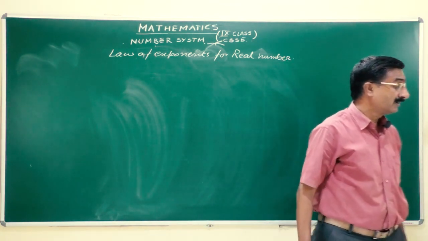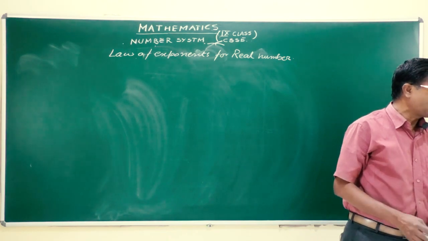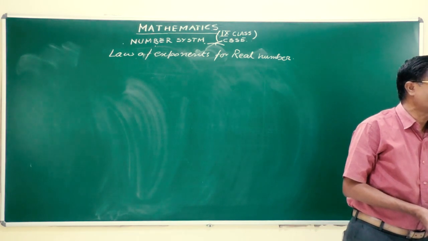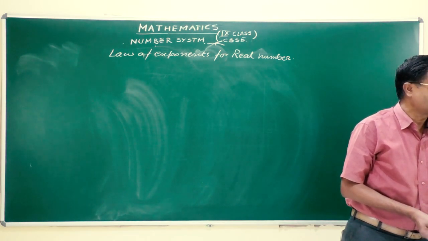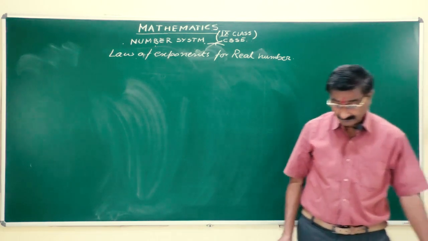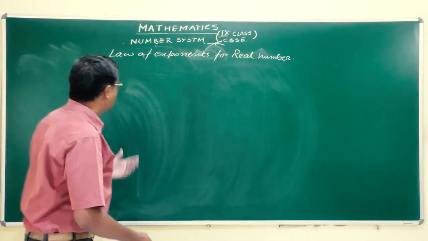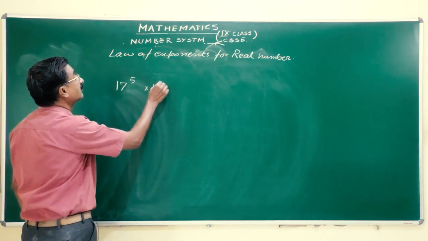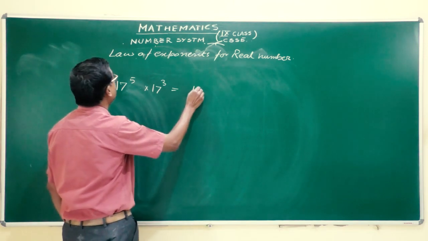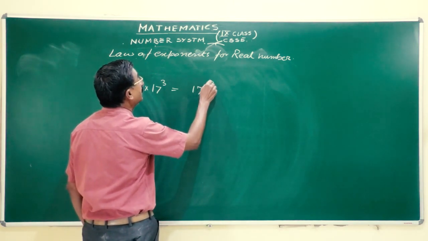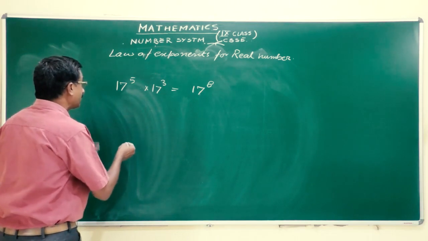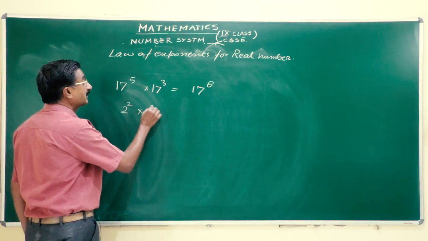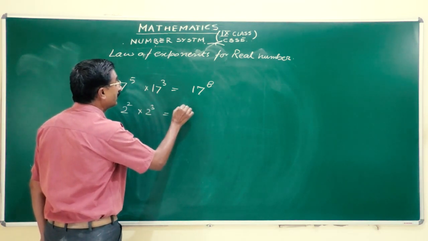Law of exponents for real numbers. So we remember, and we can understand it by practicing in the earlier classes, that 17 raised to the power 5 into 17 raised to the power 3, we automatically understand that this will be 17 raised to the power 8. Or I am taking a very simple example: 2 to the power 2 into 2 to the power 3 will be equal to 2 raised to the power 5.